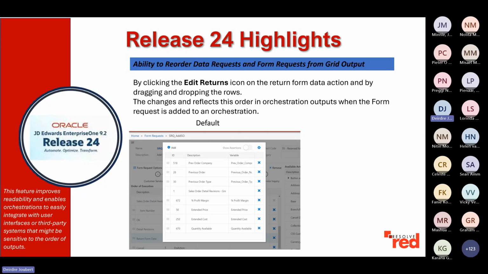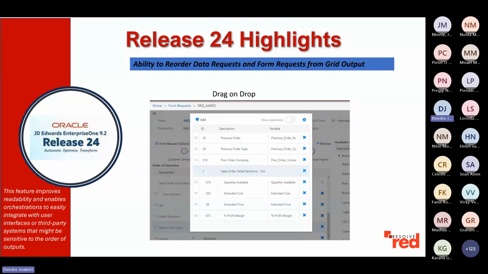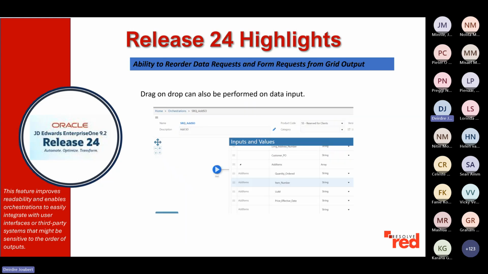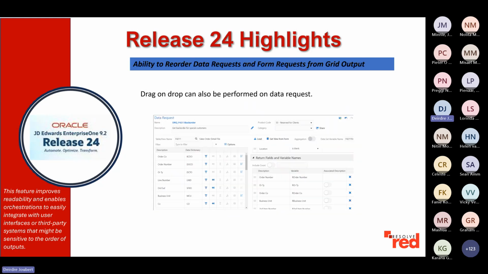If you look at my slide here, previous order company is the top one there. If I want to change it, quite simple, just drag and drop and I move it up to the previous order type now. Much easier for guys to do, less error prone. So this functionality extends to your input data as well, data input, as well as on data requests. So much easier for the guys creating orchestrations and less errors or less frustration while trying to create those orchestrations.